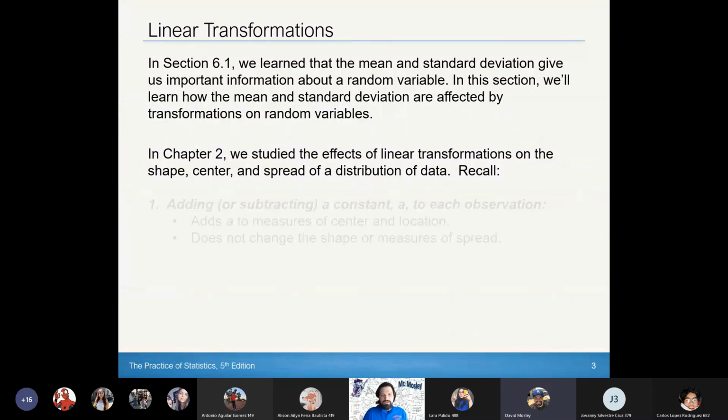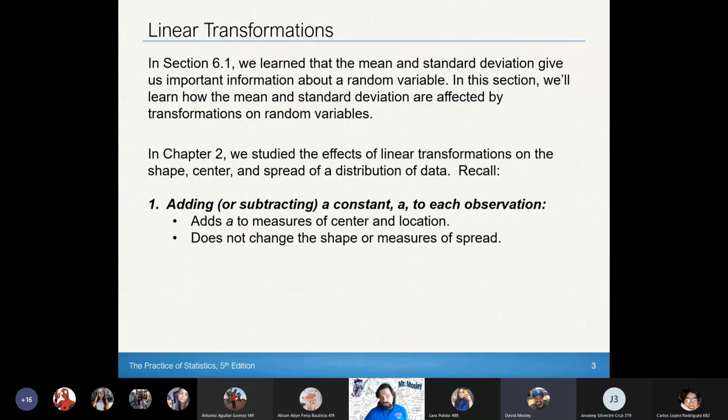Recall the following. Adding or subtracting a constant, A, to each observation adds A to measures of center and location, such as mean, median, percentiles, quartiles, things of that nature. It does not change the shape or measure of spread. So if we add or subtract a constant, the shape won't change. It'll shift, but it's going to be the same shape. Also the spread, like standard deviation, variance, interquartile range, those aren't going to change either.